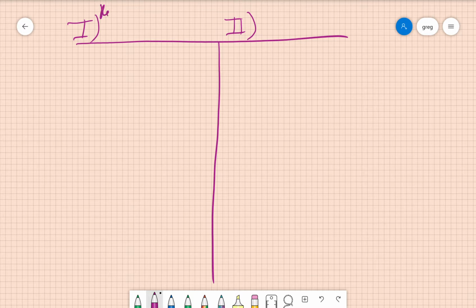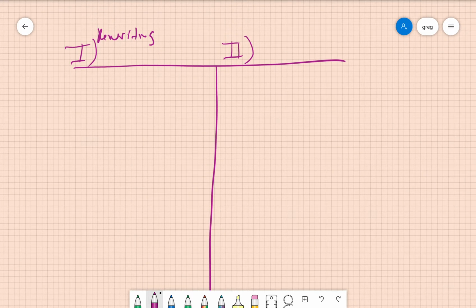So you want to put rewriting. Oh, you can't see that. Sorry. Rewriting the equation to isolate for y. So this left side example is going to be just this. Rewriting the equation to isolate for y.